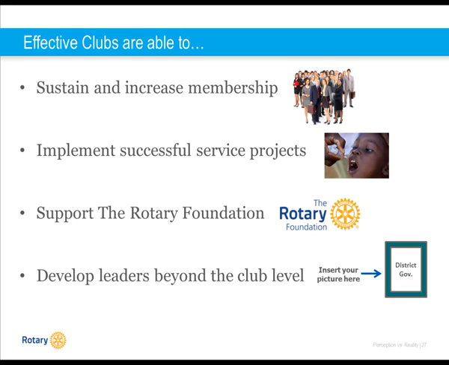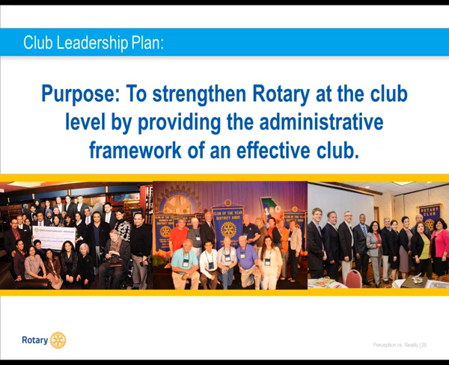Through club leadership plans, the effective clubs are able to sustain and increase membership, implement successful service projects, support our Rotary Foundation, and develop leaders beyond the club level. Let me take a moment on the club leadership plan and the effective components associated with that: to strengthen Rotary at the club level by providing the administrative framework of an effective club.